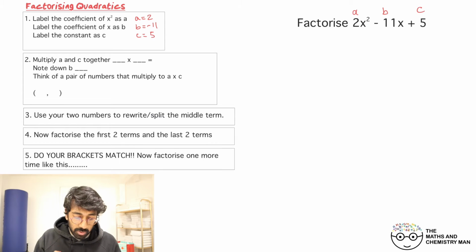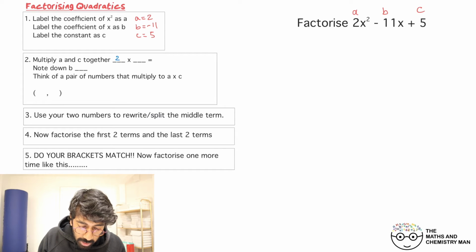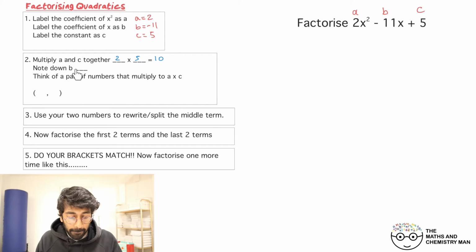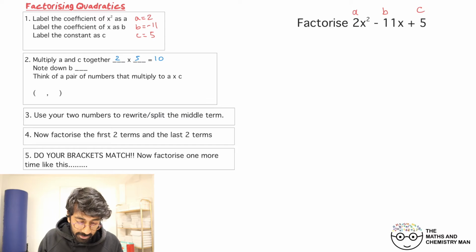Step number 2, what do we do? Well, we multiply a and c together. So let's do that now. a is 2 and c is 5. Multiply those together, we get 10. We're going to make a note of what b is as well. So b was minus 11.